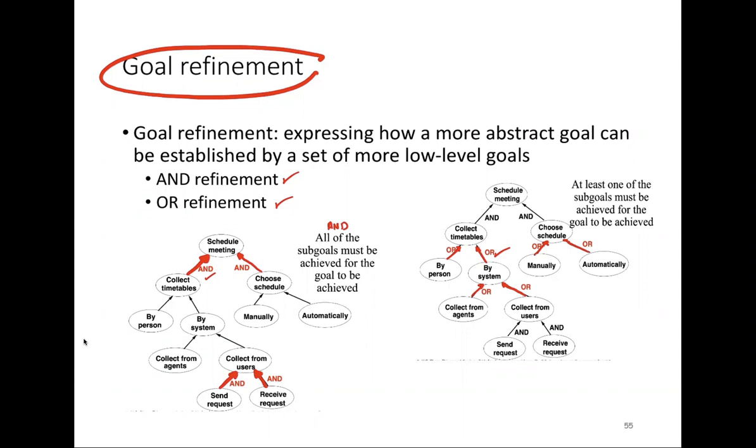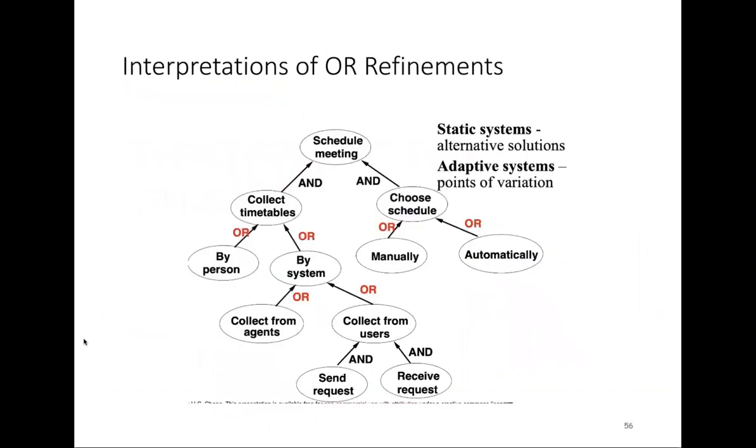Sometimes different systems will interpret the or refinements in a different way. If we are talking about static systems, the or is more into identification of alternative solutions. So it could be manual or automatic. We say the first solution is manually scheduled or it could be automatic schedule. If we are working on an adaptive system, the or refinement is used as a point of variation. It's still related to finding alternative solutions in your goal development.